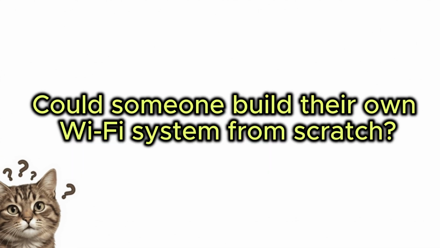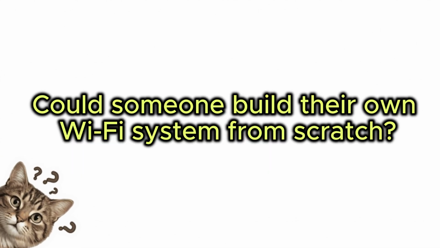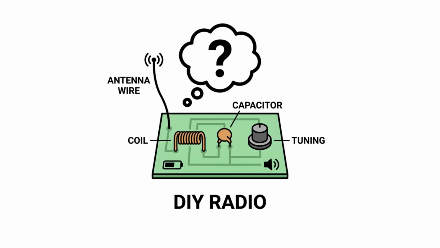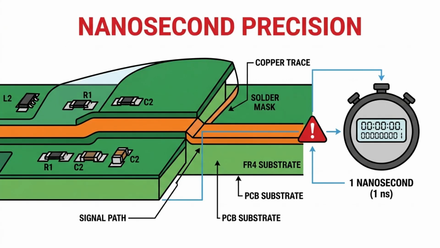So could someone build their own Wi-Fi system from scratch? Partially, yes. Building a basic radio transmitter at home is genuinely possible. Hobbyists have done it for decades using simple low-frequency circuits, but building an actual Wi-Fi transmitter completely from raw components is, for all practical purposes, impossible for an individual. At the gigahertz frequencies Wi-Fi operates on, timing has to be accurate down to fractions of a billionth of a second, and even a slightly too long wire on a circuit board can throw the whole system out of tune.